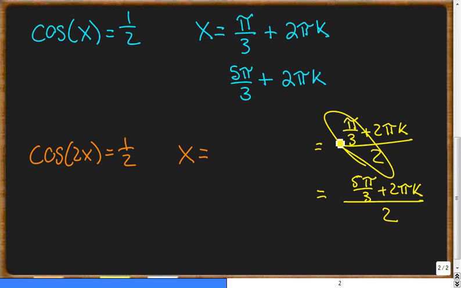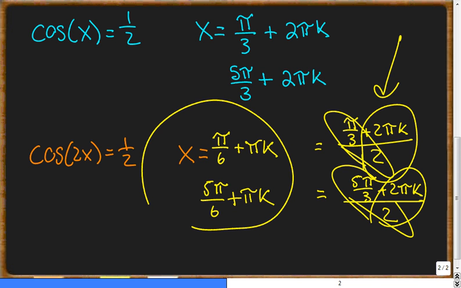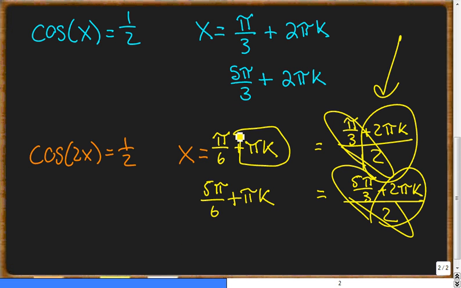If you were to divide everything, you could do this pretty simply. First part, pi over 3 over 2 is pi over 6. And then 2 pi k over 2 is just going to be pi k. Then for the bottom part, you're going to end up with 5 pi over 6 plus pi k. So you want to be careful when you do this operation, but you can see that the answers are very, very different. Because we have twice as much going on, our coterminals look a little bit different.